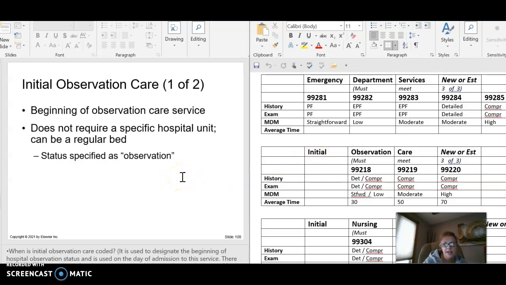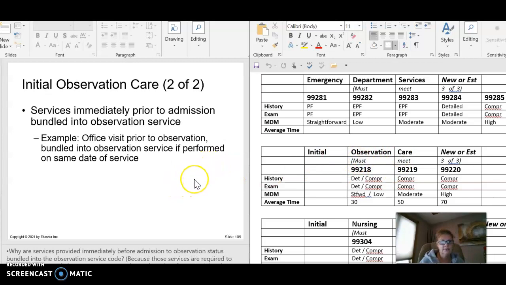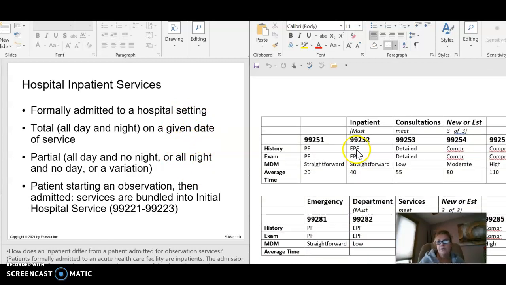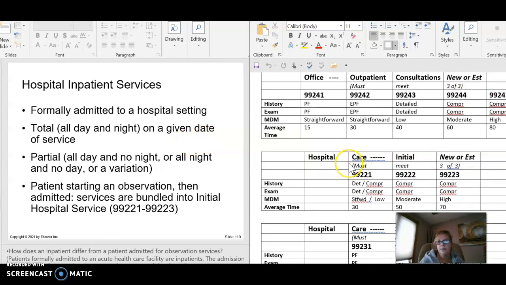Initial observation care, we did talk about that. Hospital inpatient, these are when a patient's admitted to the hospital. Those are going to be hospital care initial, your history and physical. With a patient starting in observation and then admitted, the service is going to be bundled into the initial hospital service.